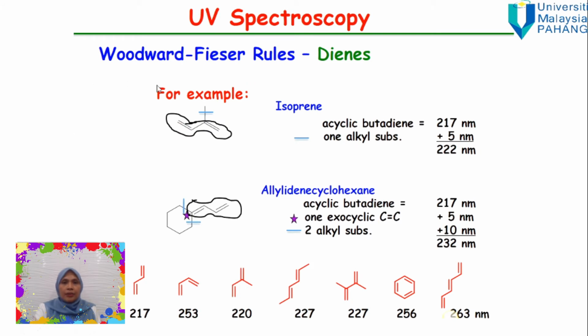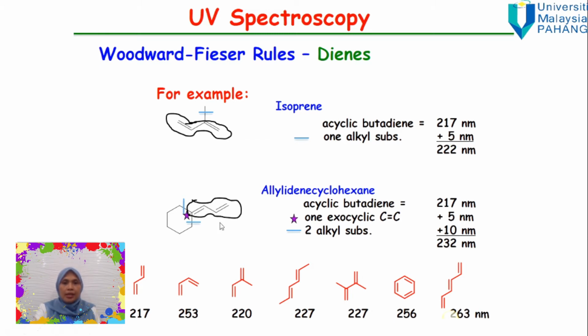So let's start with the Woodward-Fieser rules for diene and how to calculate. Let's start with the acyclic diene. The base, as I said just now, is 217, and in this case they have one alkyl group here. You see the cross section here, this is one alkyl, so it is plus 5, and the lambda max will be 222.